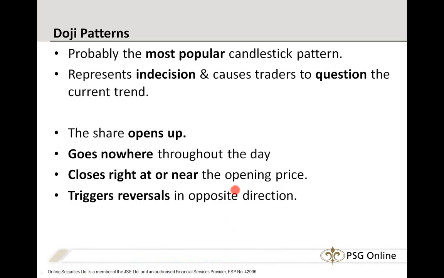Okay, then we have dojis. A lot of people always talk about dojis, and they are very, very popular. Basically, what dojis represent is indecision in the market, and compared to a normal bar chart, they're very similar. Together with other candlestick patterns, they're very powerful. It brings the question of a change in trend. The share opens, goes nowhere during the day, and closes at or near the opening price, so it looks like a star, a little cross. It usually highlights a possible change in trend very soon.